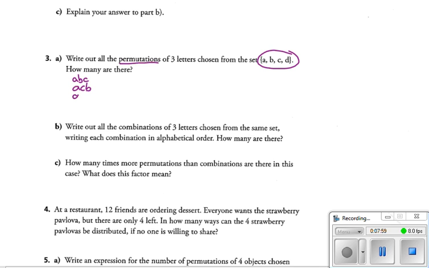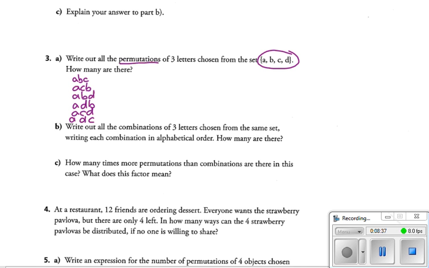We can also do A, B, D, and A, D, B. What's another one? We have A, B, C. We did the one with A, B, and D. How about A, C, and D? And then A, D, C. So those are all the permutations with A as the first letter.